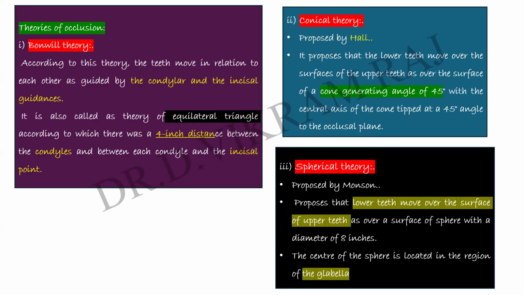Whereas the conical theory was proposed by Hall, and it proposed that lower teeth move over the surface of upper teeth just as in a cone, generating an angle of 45 degrees, with the central axis of the cone tipped at a 45-degree angle to the occlusal plane. Spherical theory is proposed by Monson and proposed that lower teeth move over the surface of the upper teeth as a surface of a sphere with an 8-inch radius, and the center of the sphere is located at the glabella region. That is at the base of our nose, or rather we say the glabella is the point where all the sutures meet up.